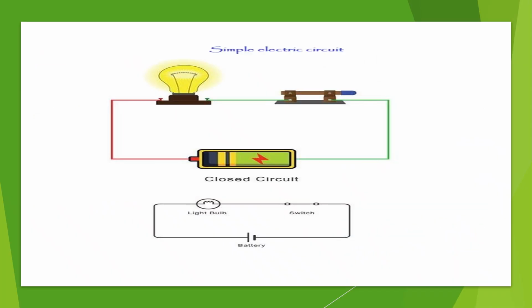My dear students, let me remind you of the simple electric circuit. To have a simple circuit, we should have an electric lamp or electric bulb, an electric switch, and the source of electricity, which is the battery. Okay? This circuit is closed. And when I say the circuit is closed, most of you are confused.